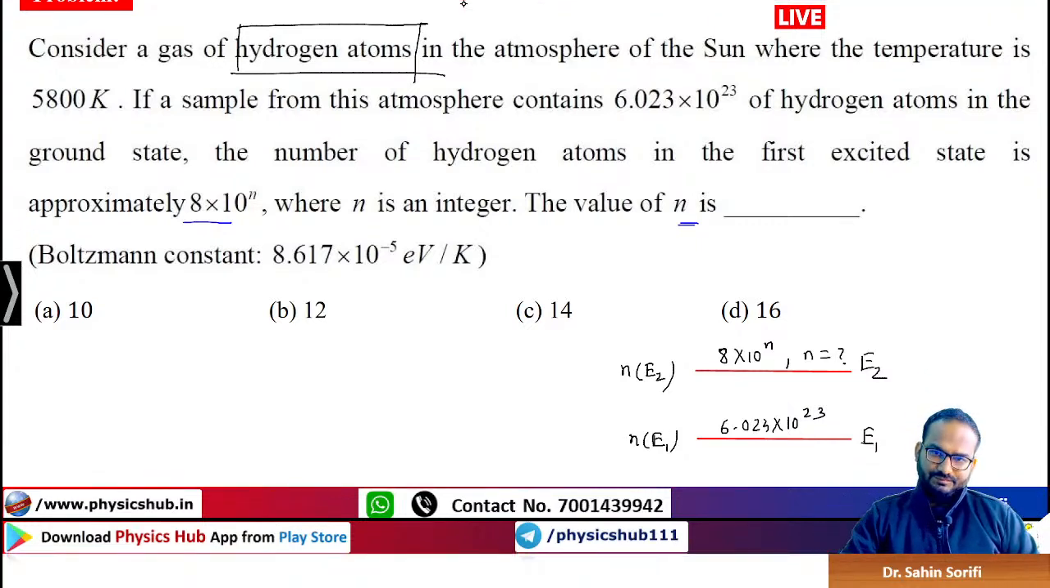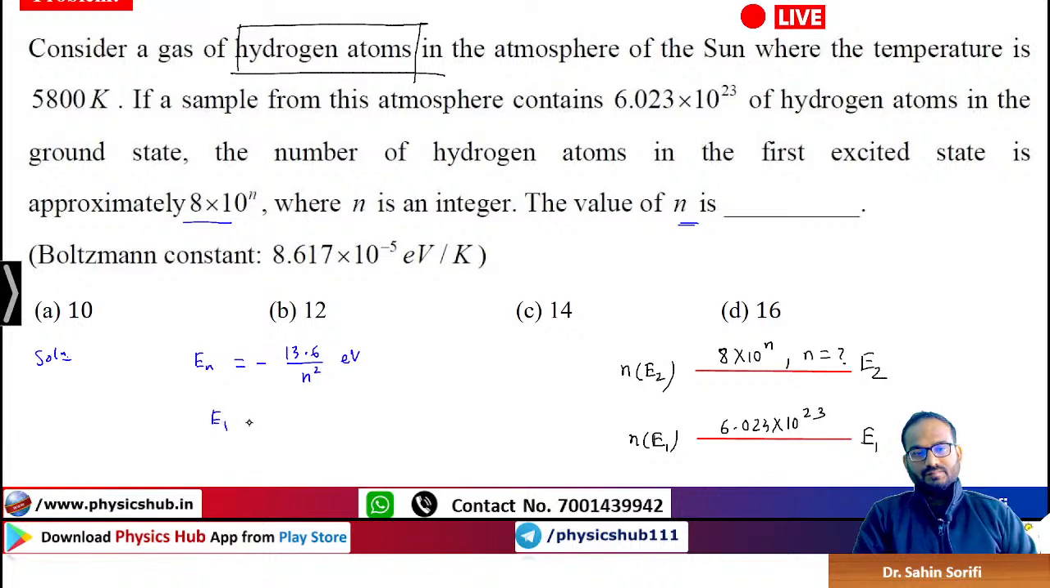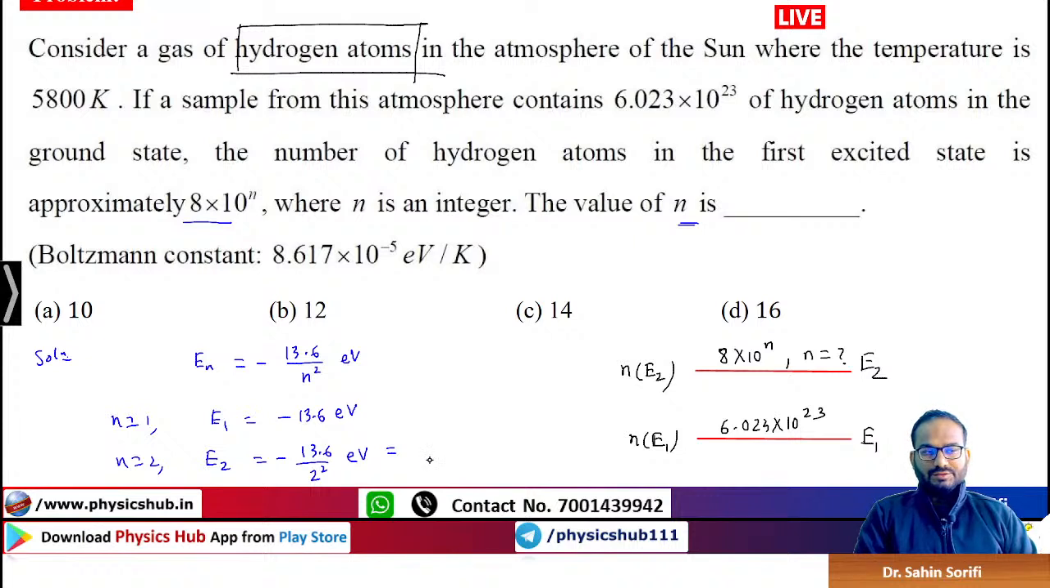What is E1? Energy of the hydrogen atom, you know, it is minus 13.6 by n squared electron volt. If we put n equals 1, then E1 is minus 13.6 electron volt. If you put n equals 2, you get the first excited state, minus 13.6 by 2 squared electron volt. It is how much? Minus 3.4 electron volt. Yes, Ajay.